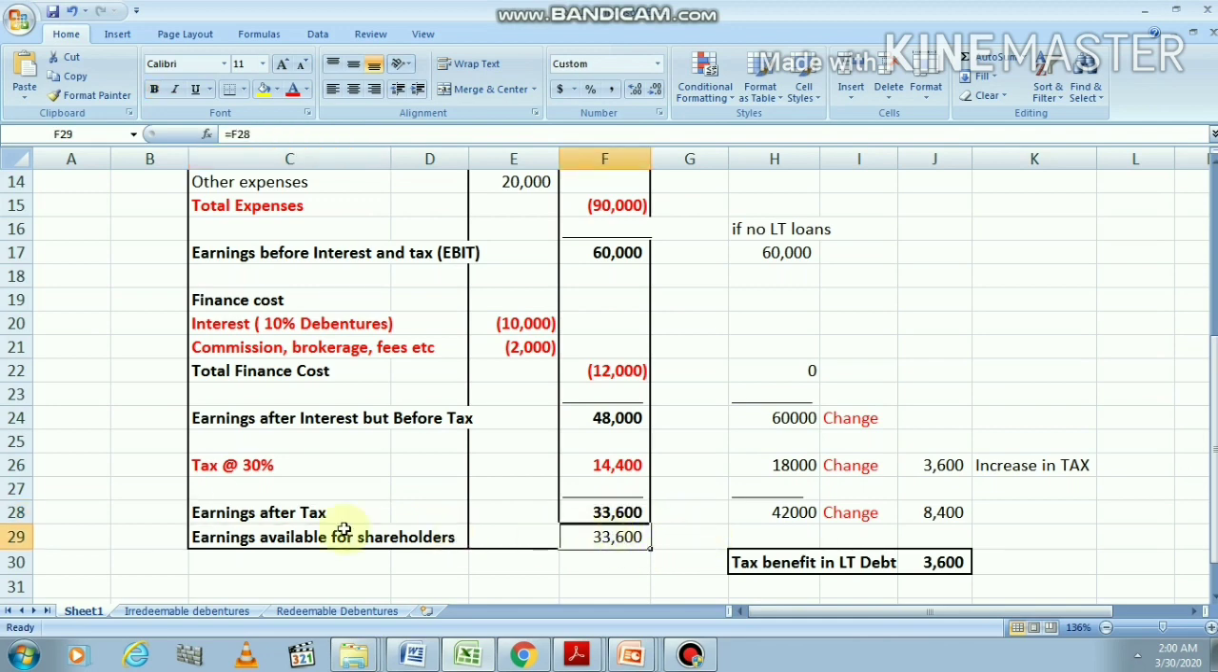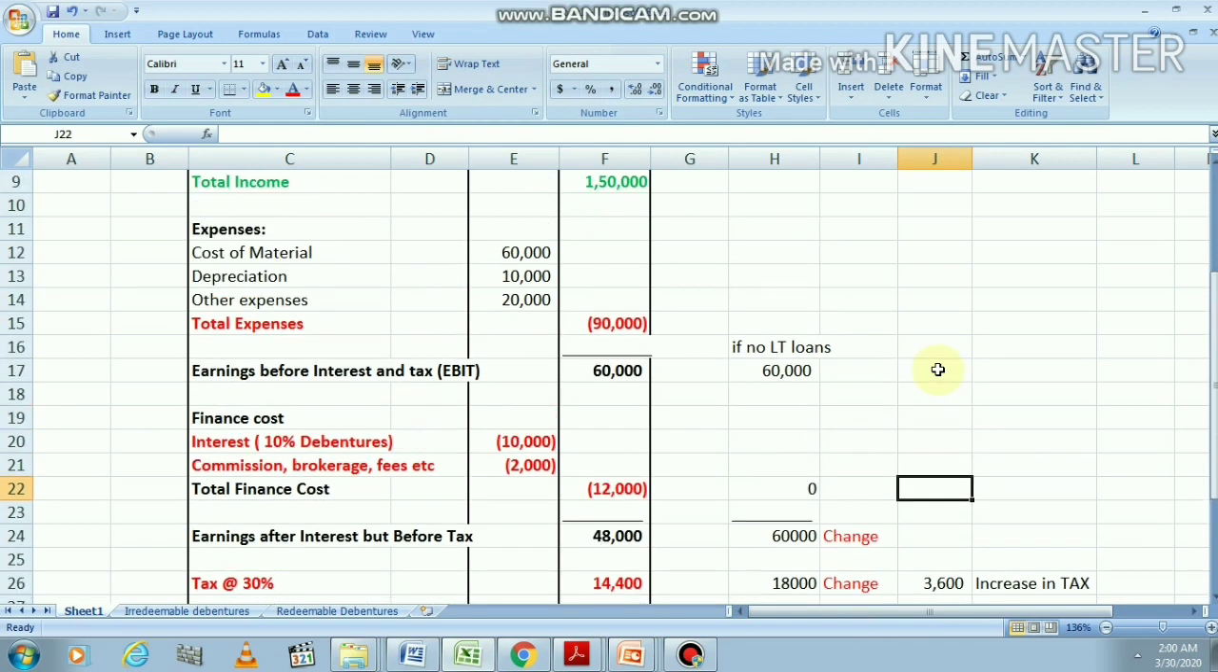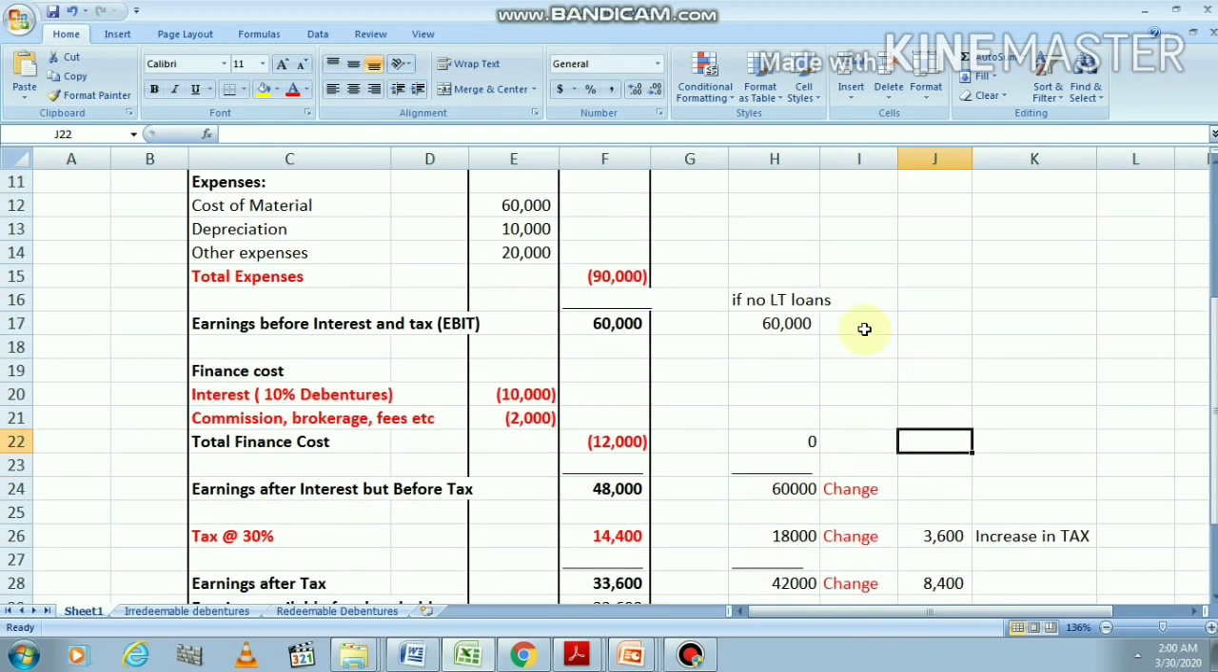This amount is what is available for the shareholders of the company. So if the company further proposes dividend, it has to pay the preference shareholders first, then the equity shareholders from the earning after tax. So this is what basically happens.